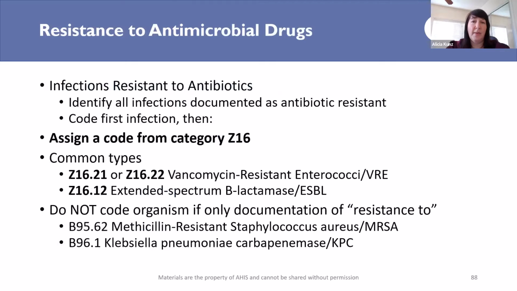Resistance to antimicrobial drugs. You want to make sure that if you have somebody who has some sort of resistance, that you're assigning a code from category Z16. And one of the examples here is Z16.12 for ESBL, extended spectrum beta lactamase. It's a little bit of a mouthful, but just make sure that we're coding that.